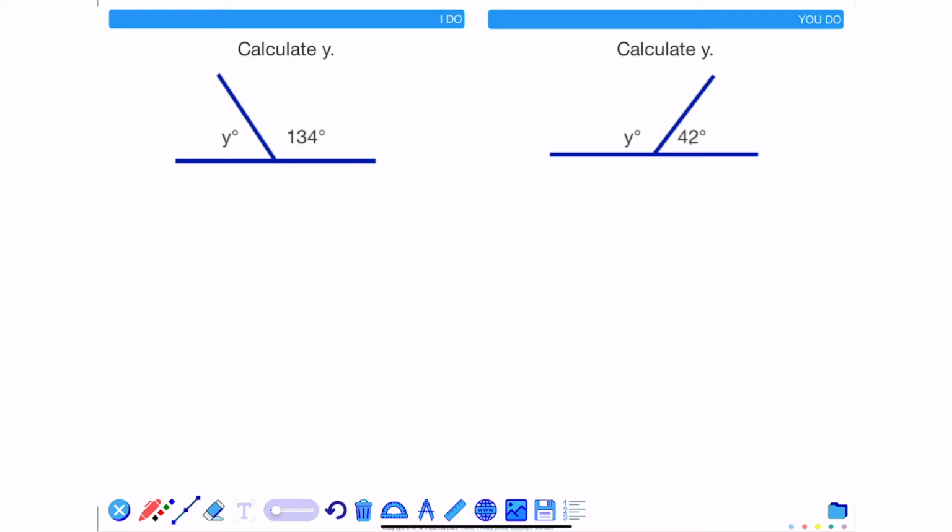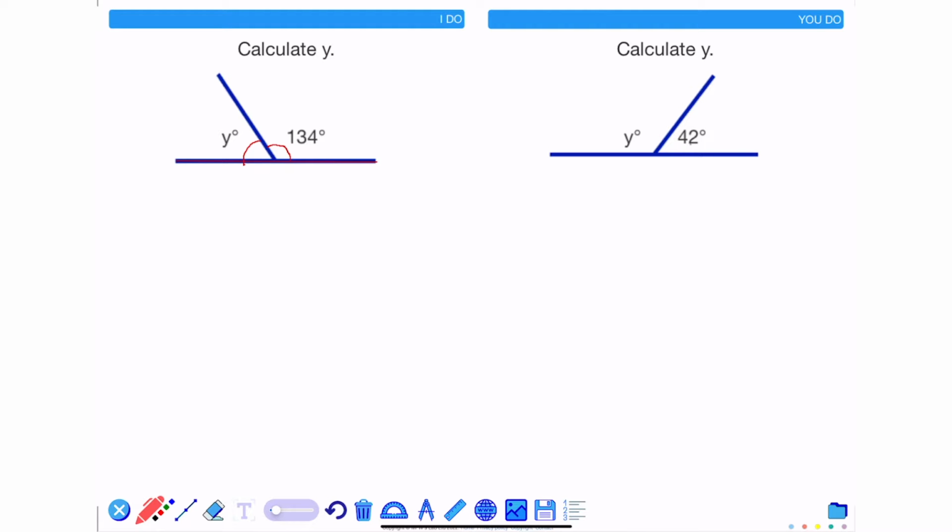In this video, we're going to take a look at how we can calculate unknown angles on a straight line. Looking at the example on the left-hand side, I've been given two angles. The first angle is y, the second is 134, and both of these lie on a straight line.